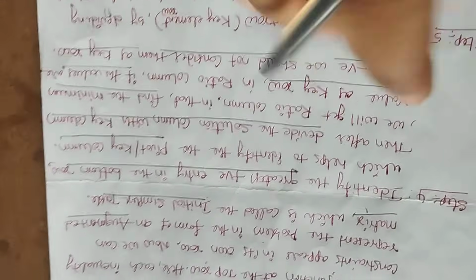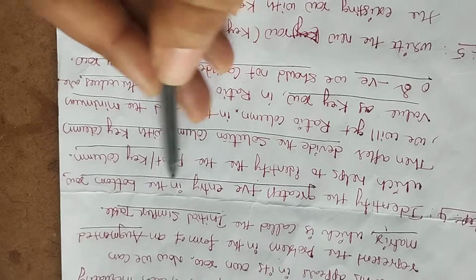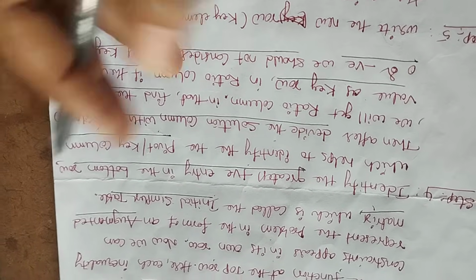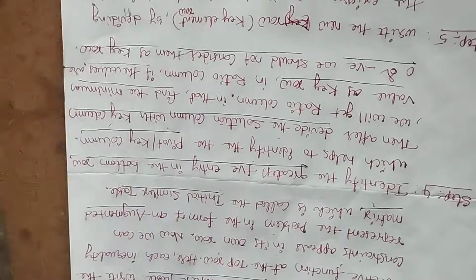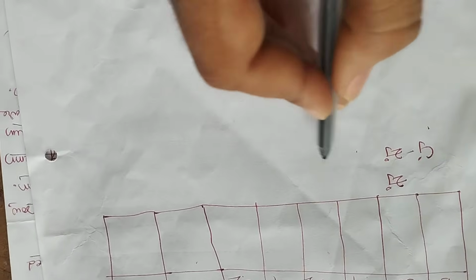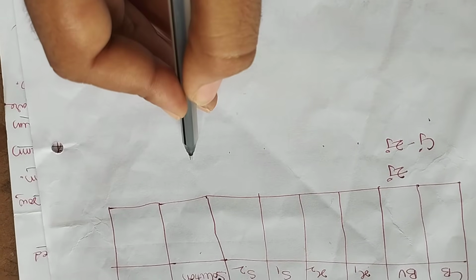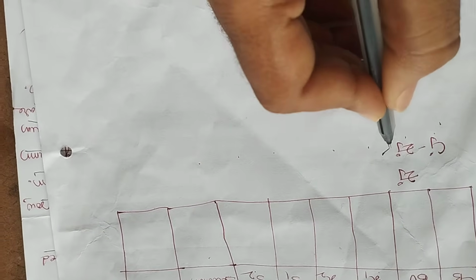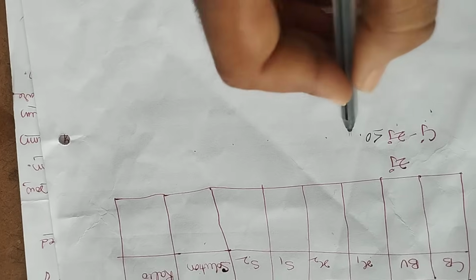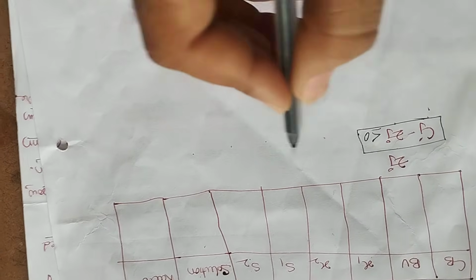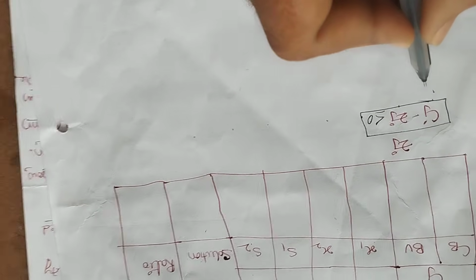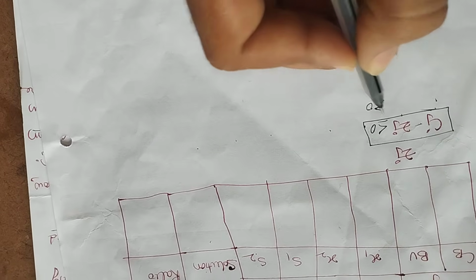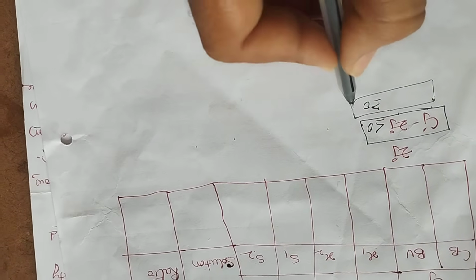And in the fourth step, identify the greatest positive entry in the bottom row, which helps to identify the pivot or key column. After subtracting the value of zj from cj, we will get some values here. If the value cj minus zj is less than or equal to 0, the problem has reached the optimal solution. If the values of cj minus zj are not less than or equal to 0, that means greater than 0, it is not an optimal solution. We should go to the next step.